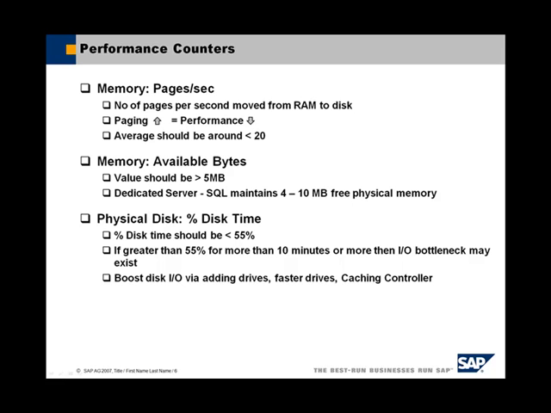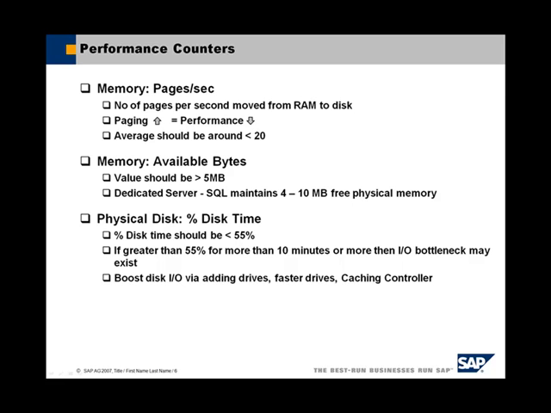So what's the next performance counter that we selected? It was our available bytes of memory, and again we said that we want that to be greater than about 5 meg, because on a dedicated server, SQL tries to maintain between 4 to 10 meg of free physical memory. If it is getting down below 5 meg of available memory, that's an indication that your server is memory bound and you need to add some additional memory or change the SQL Server memory configuration settings. Again, I would try and leave the SQL Server memory configuration settings alone if you can, because SQL is going to manage that pretty well itself.